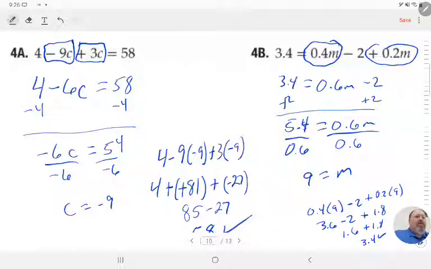All right, so you would have like terms of 0.4 m and positive 0.2 m, so that would give me 3.4 equals 0.6 m minus 2. I then would add 2 to both sides, and that gives me 5.4 equals 0.6 m. Then I would divide 0.6 on both sides, and that gives me 9 equals m. Then I just plug 9 back into the original equations and solve, and it checks out.